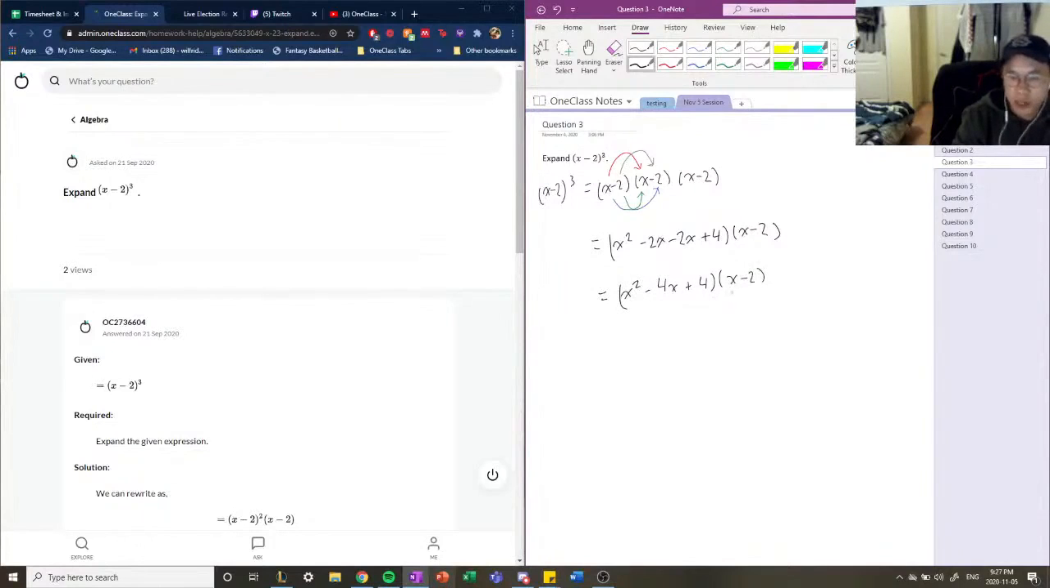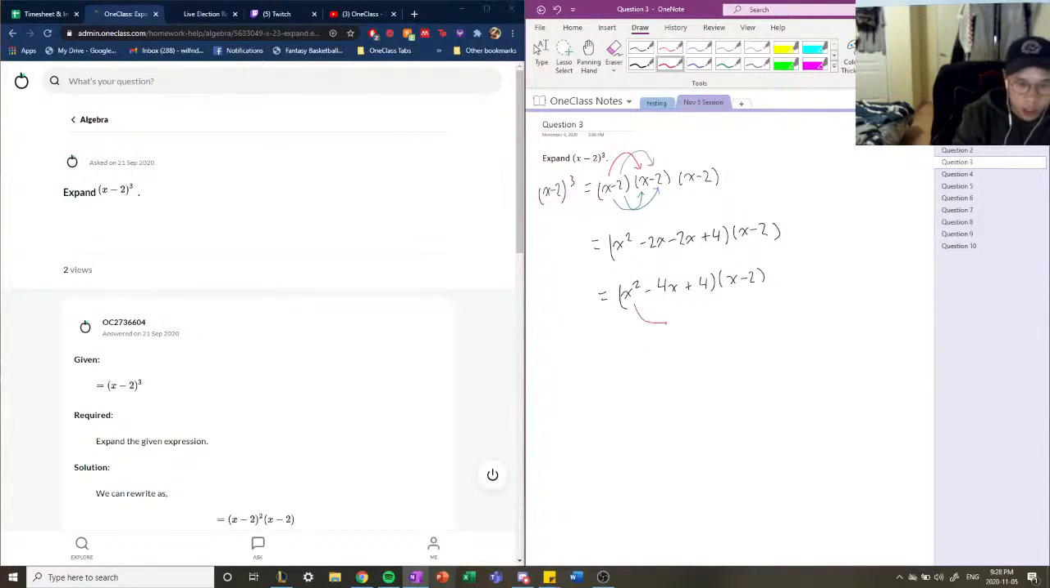Okay, but we're not done expanding yet. We still have this factor to expand. And we're still going to use the concept of FOIL, but instead we have 3 terms now. Right? We have 1, 2, and 3. So it's kind of still like FOIL, but there's no first, inside, outside, last. But the concept here is that you want to multiply all of these terms in this factor with all of these terms in the second factor.